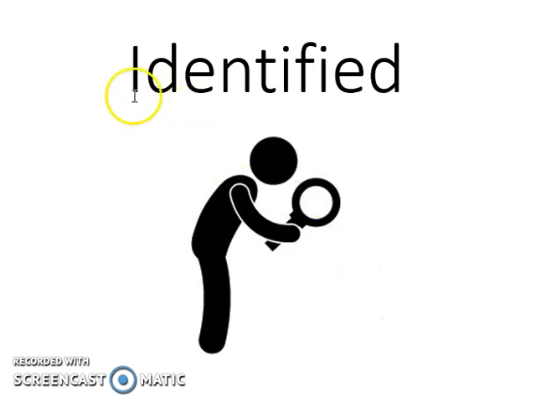The second word that we're going to look at here is identified. To identify something, or if something is identified, it means it's been made clear who someone or something is. You've recognized it. You've identified that person or that item.